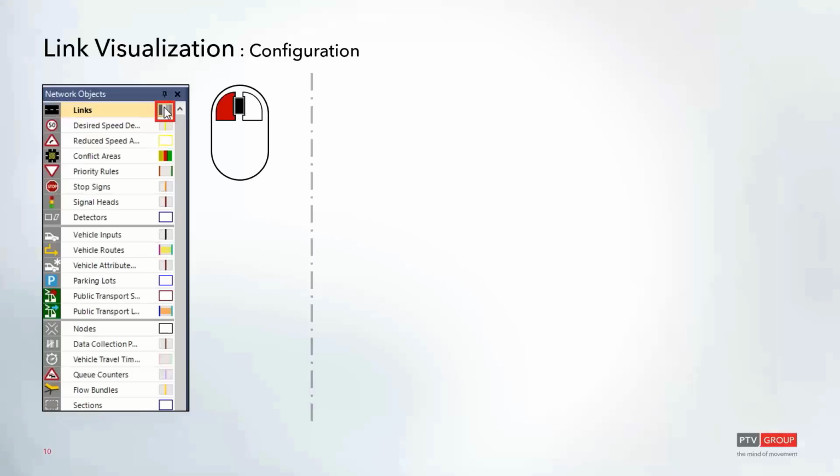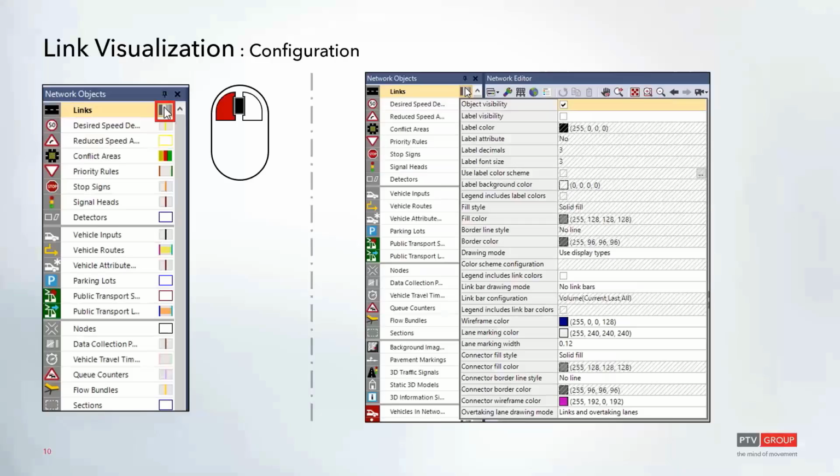So in the network object toolbar, if you go up to the top next to links, if you go over to the far right, there'll be a small box that you can select. And once you left click on that, it's going to go ahead and open up the graphic parameters window for the links.